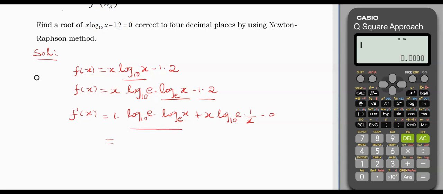Now we can write this logarithmic functions as log base 10 x plus, this x and this x will get cancelled, so plus log base 10 e. We can write it as log base 10 of x into e. This is f dash of x.